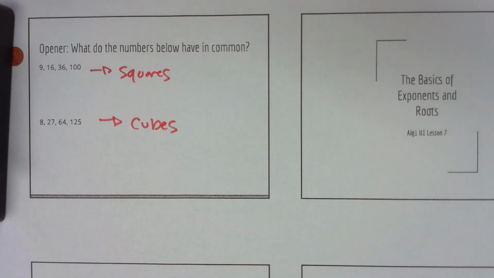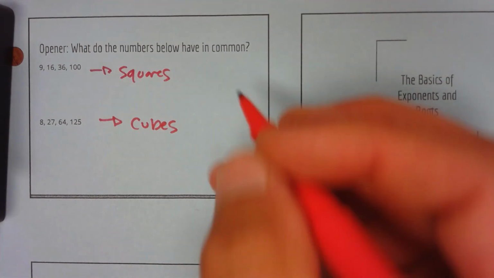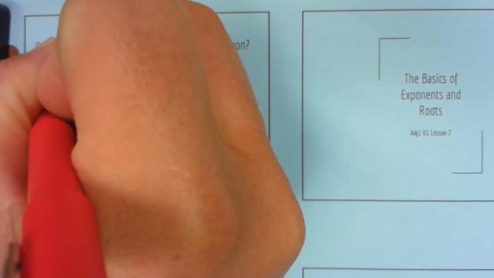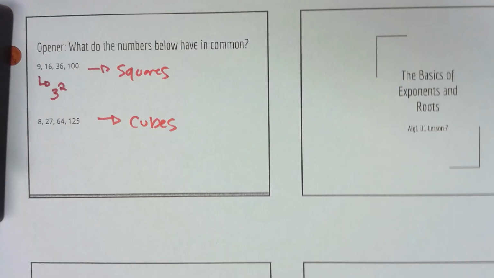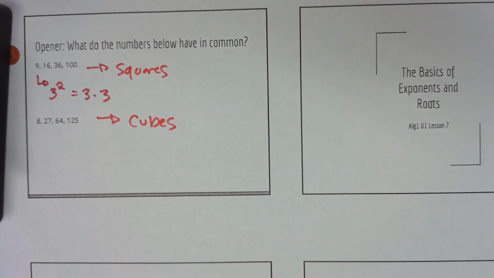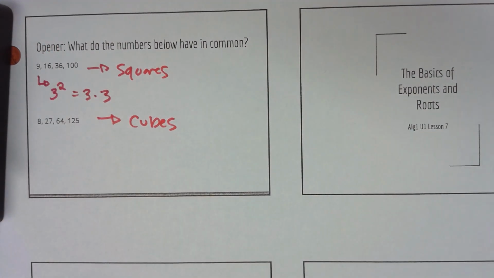Okay, so again, I didn't expect you just to know these unless you've actually done something with them. But basically, when we say squares, that means we took some number and we squared it. Cubes, that means we took some number and cubed it. So let's take 9, for example. 9 we obtained by doing 3 squared, which is 3 times 3. 16 is 4 squared, or 4 times 4. 36 is 6 squared, 6 times 6.